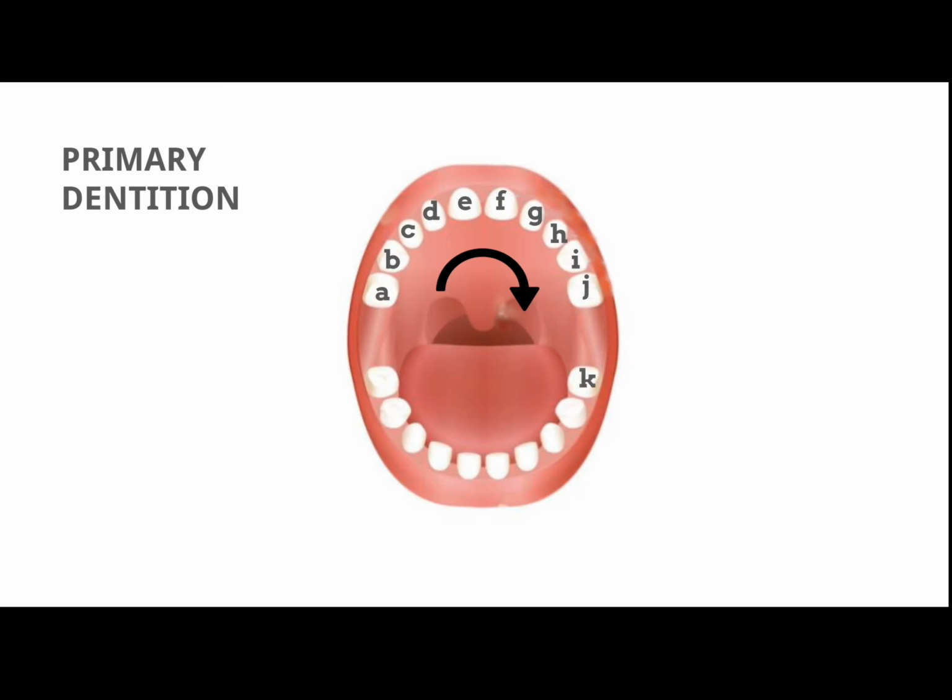And we continue on the lower left last molar with tooth K, which is the second lower left molar, in a clockwise direction until we reach the other end of the arch with tooth T, which would be the lower right second molar.